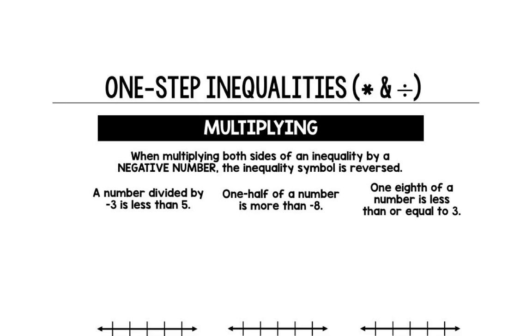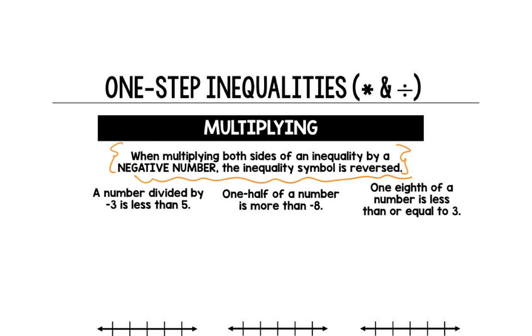One-step inequalities with multiplication and division: the most important thing to remember is when you're multiplying both sides of an inequality by a negative number, the inequality symbol has to be reversed. Very important, hard to remember, something you need to memorize.